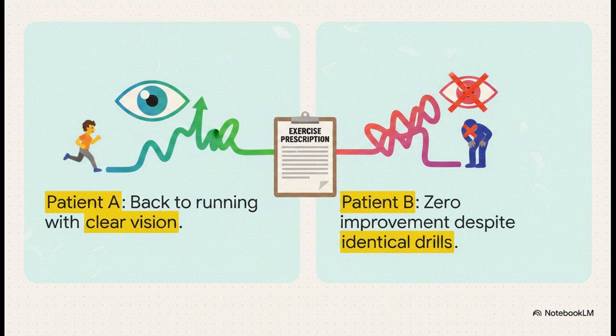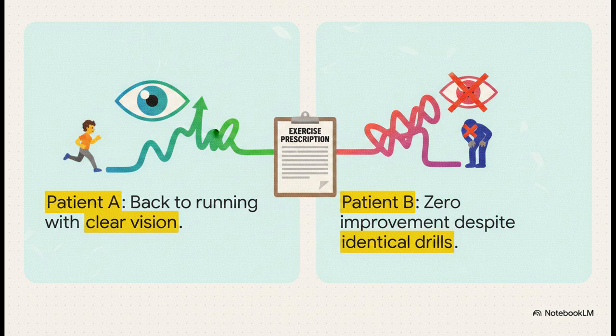Imagine patient A and patient B. They both walk into your clinic with unilateral vestibular hypofunction. You hand them the exact same printout of gaze drills. 6 weeks roll by. Patient A, they're back to running, vision is crystal clear. But patient B reports absolutely zero improvement, nothing, even though they had the exact same piece of paper.